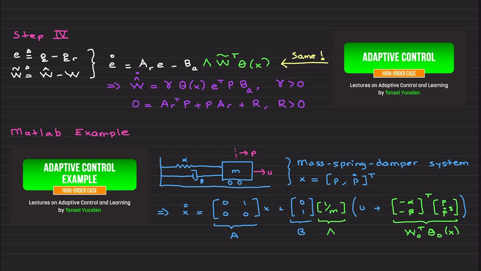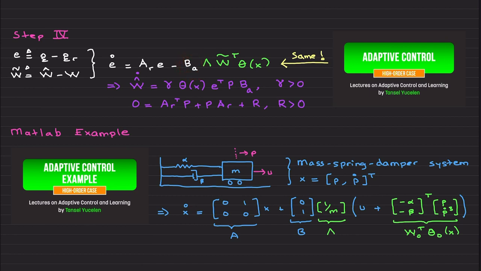Finally, in step number 4, we are constructing the error dynamics, defining the error between Kc and Kcr, and we already defined W tilde to be W hat minus W. We arrive at this E dot dynamics. So this E dot equals AR E minus BA, and the rest is exactly similar to what we have seen in the adaptive control high order case video. Only B is replaced with BA.